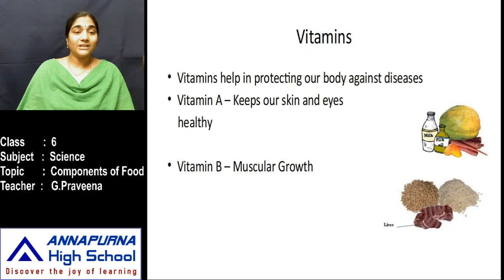Then what is the use of vitamin A to the body? It keeps our skin and eyes healthy. And the food sources such as papaya, carrot, mango, milk and fish oil, these food sources are rich in vitamin A. So by consuming these kinds of food, we can keep our skin and eyes healthy.